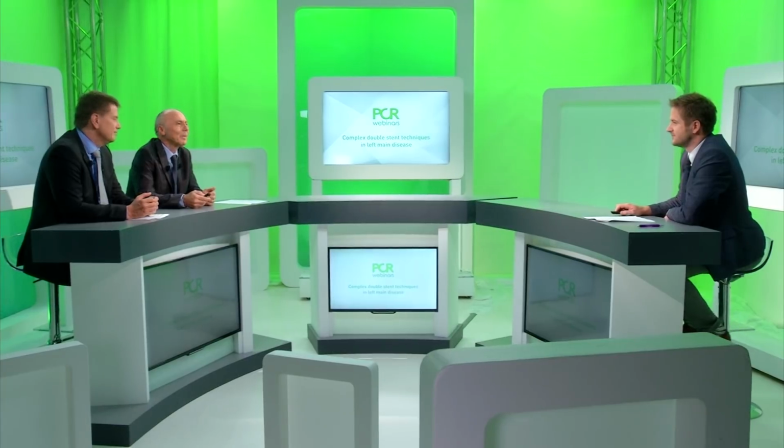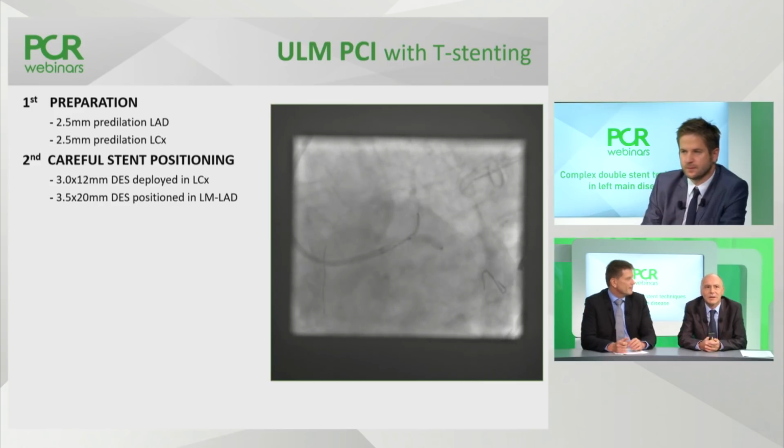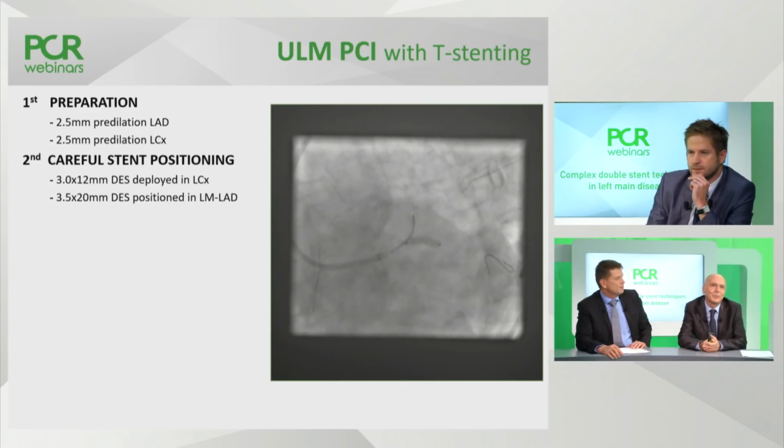So you pre-dilated one by one. Okay, what's next? Then I went to stenting, and I carefully positioned the 2 stents in a T fashion. A 3.0 by 12 from the left main, actually in the ostium of the circumflex, and a 3.5 by 20 going from the LAD to the ostium of the left main. So I wanted to cover the whole left main, even though the proximal part did not appear to be diseased.